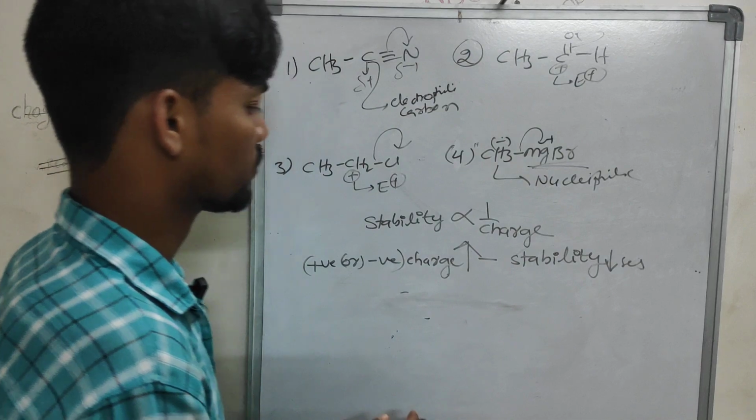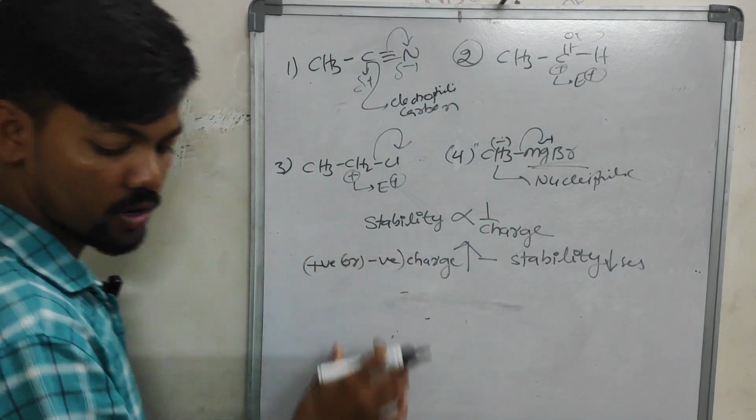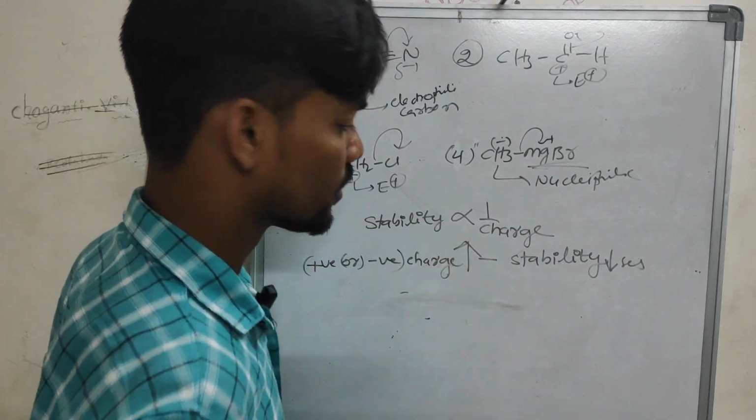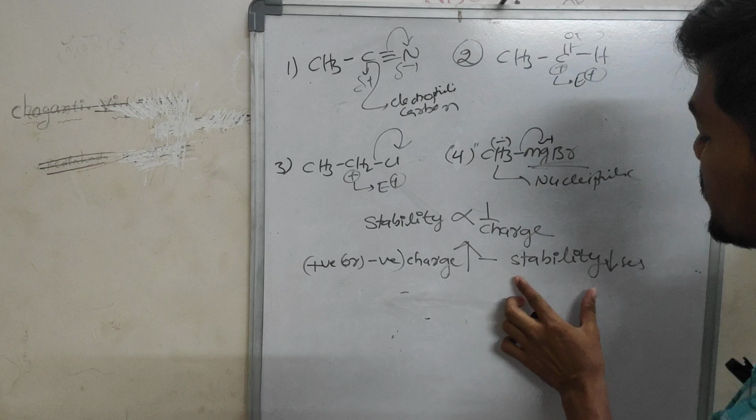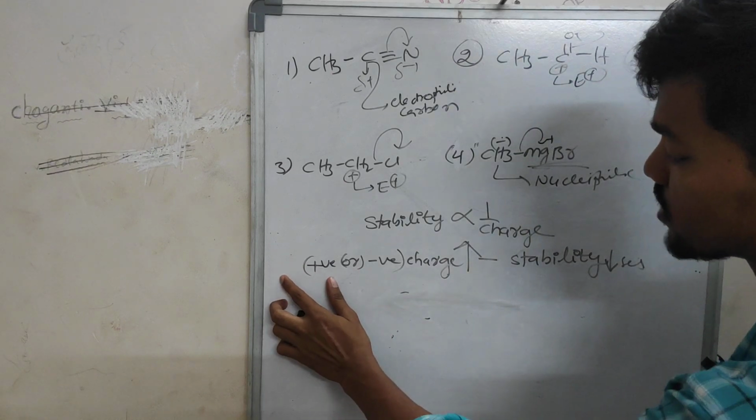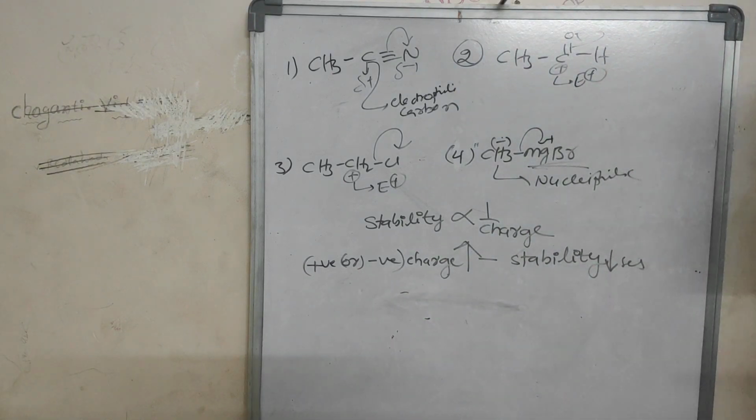Nucleophilic carbon. Next, you have to remember guys, stability is inversely proportional to charge. If negative charges are more, stability decreases. If positive charges are more, stability decreases. You have to remember that one. Okay. Up to here we studied electrophiles, nucleophiles, free radicals and the order, whatever it may be.